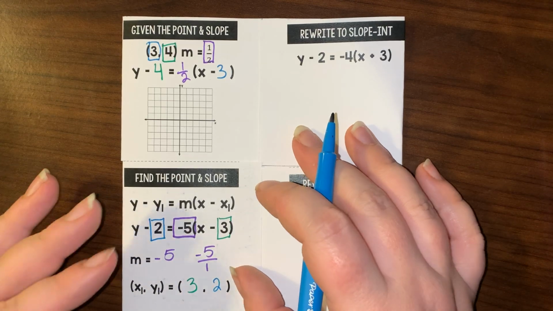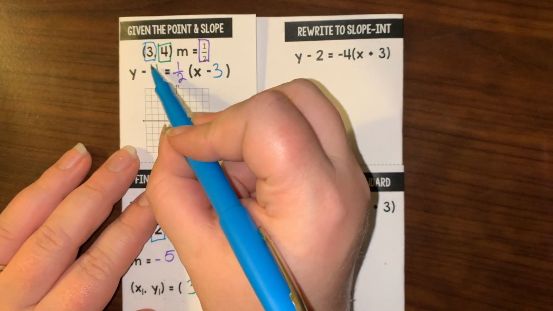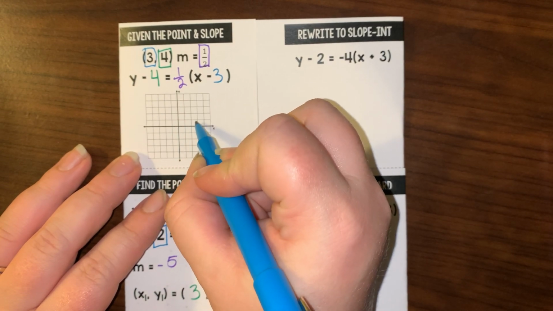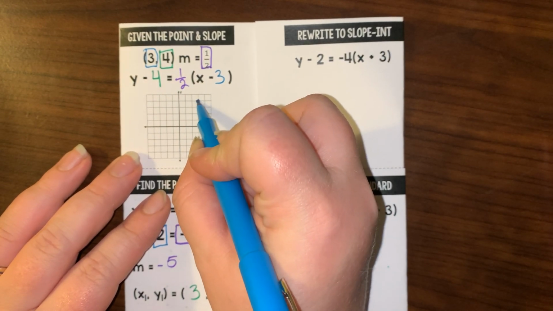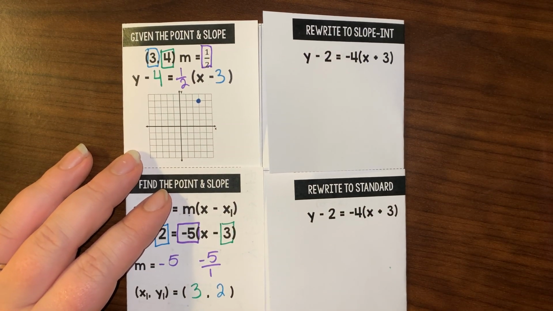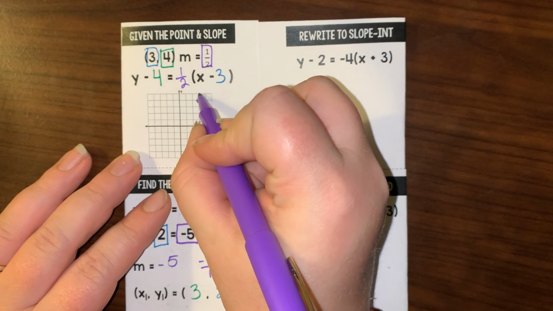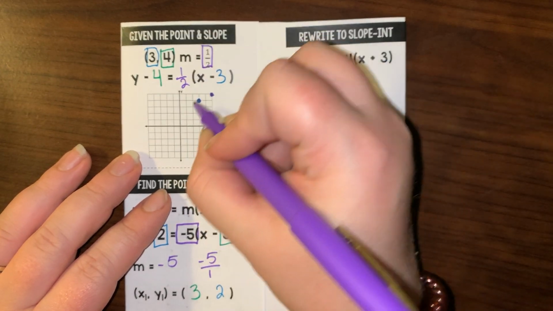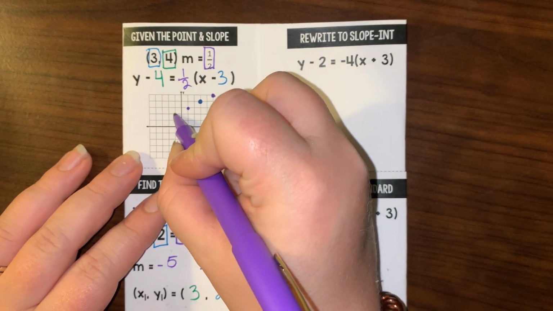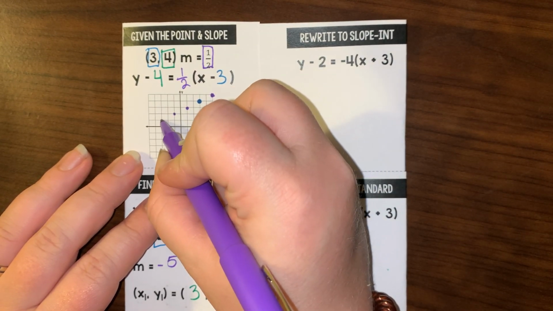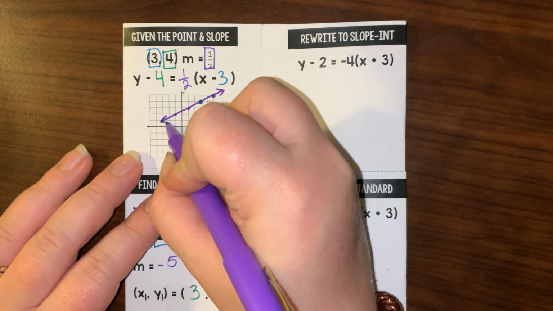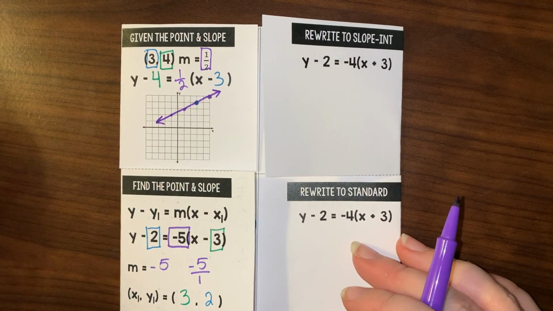And I can graph this by graphing the coordinate 3, 4. So I go to the right 3, 1, 2, 3, and up 4, 1, 2, 3, 4. I can put a point there, and I know that my slope is 1/2. So I can go up 1 and to the right 2, and I can also go down 1 and to the left 2. And then hopefully using a straight edge, I can draw or graph my line. So it would look like that.